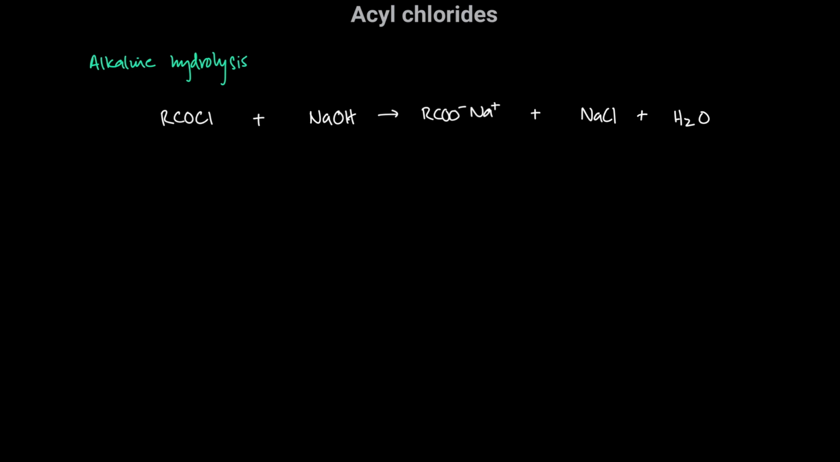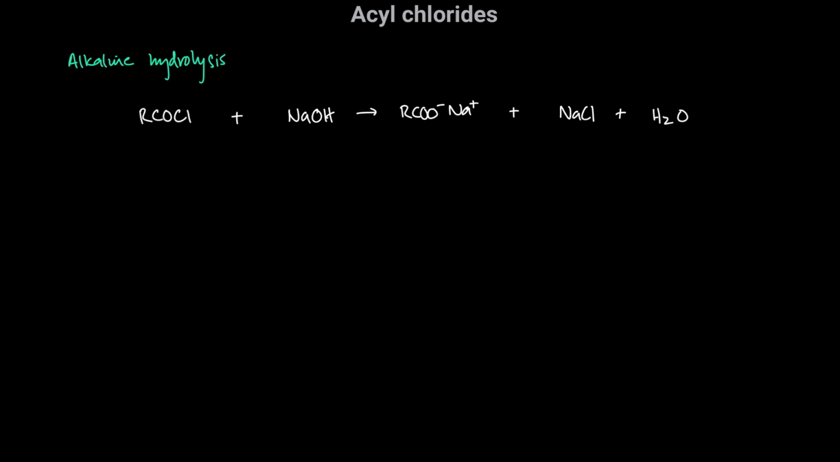If you had to balance this equation, we're going to have 2 NaOH. The ionic equation for this reaction is the acyl chloride reacting with hydroxide ions to form the conjugate base of the acid, chloride ions, and H2O. And again we have 2OH minus. So this is the ionic equation for this reaction.